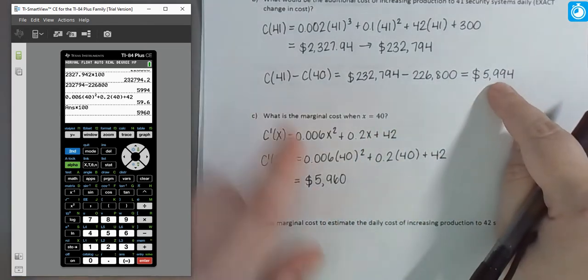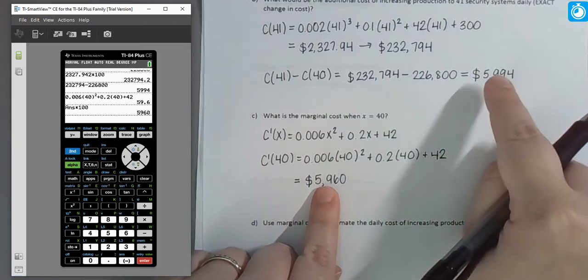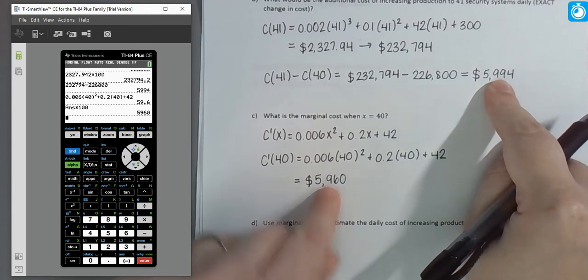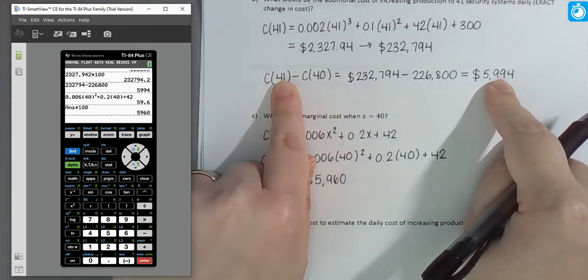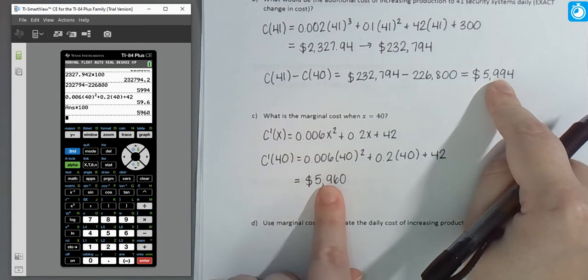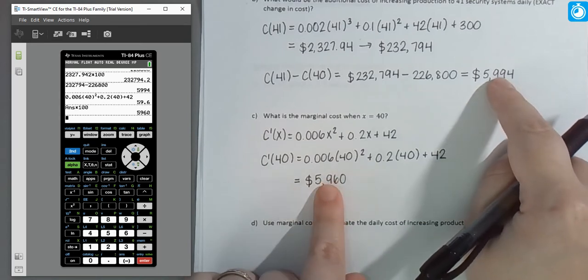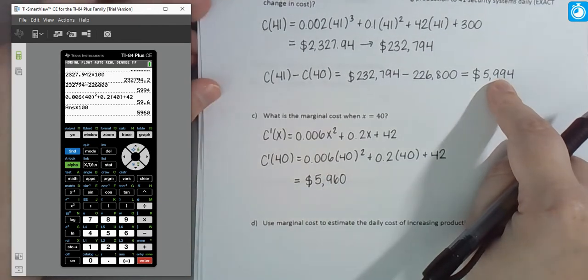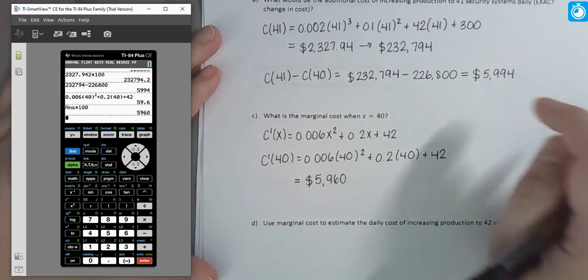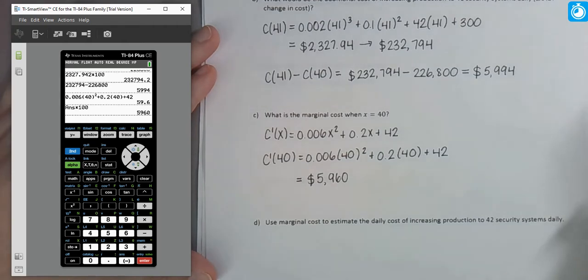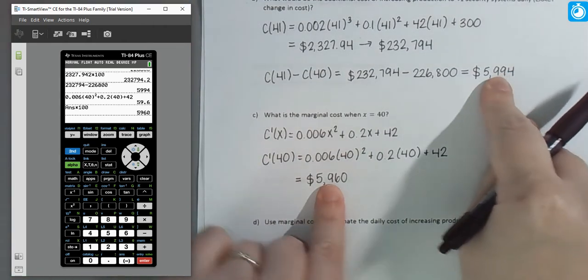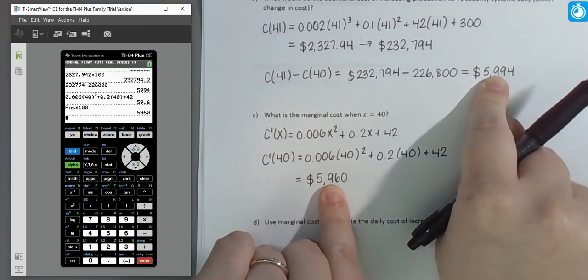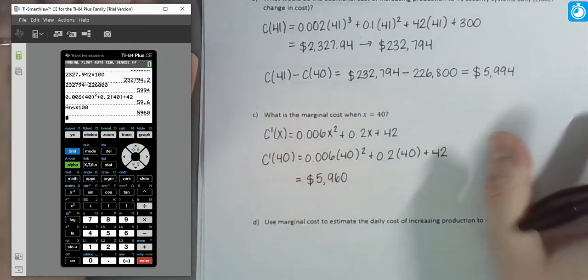So compare these two values. This is the exact amount to go from one production level to one additional unit. This is a quick estimate of it, and it's relatively close. It's fairly close. It's just a difference of $34. And so as we continue to increase production, additional units typically cost less overall. So we would expect these values to be closer and closer if we were to increase production further.